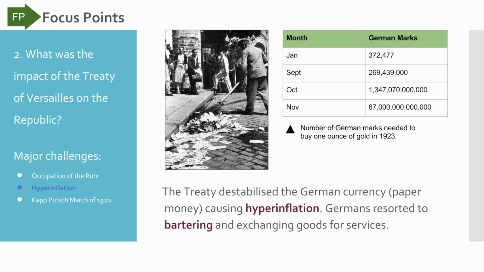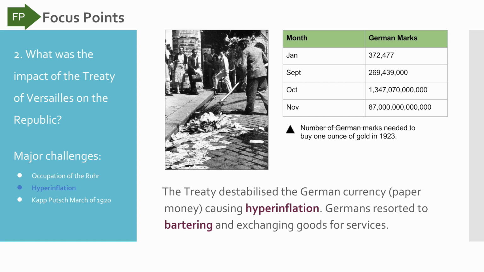Let's take a look at our topic sentence. The treaty destabilized the German currency, causing hyperinflation. Germans resorted to bartering and exchanging goods for services.